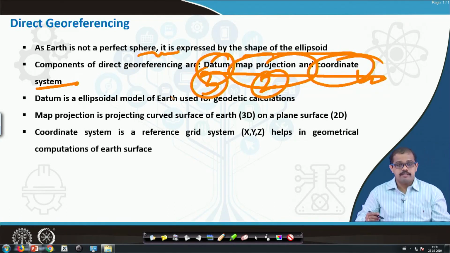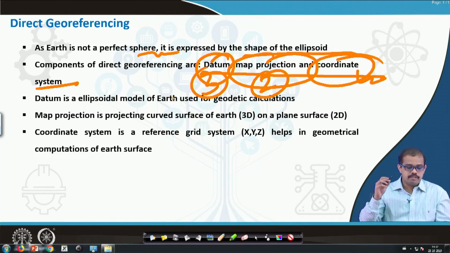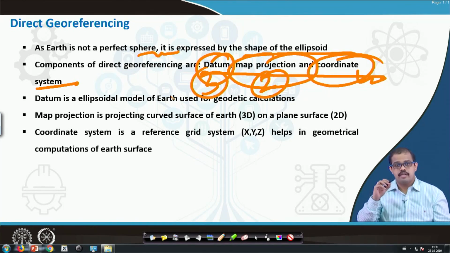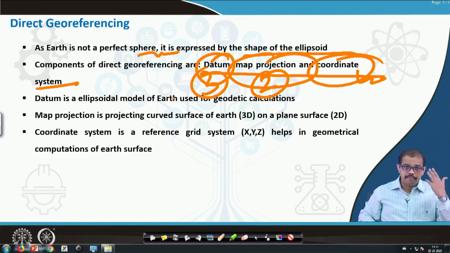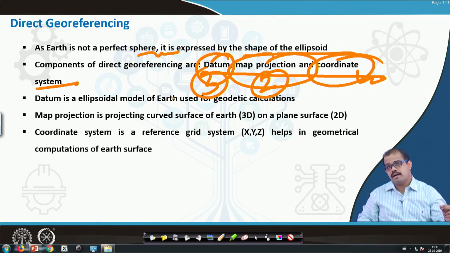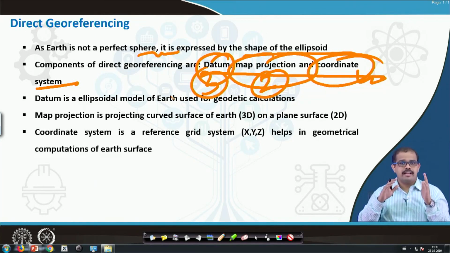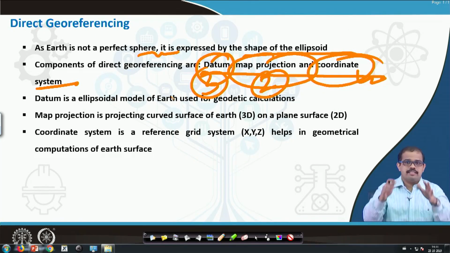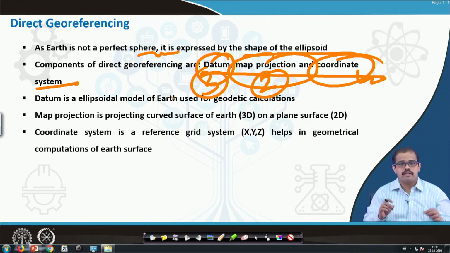Then you have the coordinate system. It is a reference grid system. It helps in geometrical computation of the earth surface. Otherwise you will not be able to compute exactly the geometrical region where you are located, the x, y, z components. Okay, so keep all these three things in mind. The first thing, as soon as you look at any digital map, if it is georeferenced, please look at its coordinate system, its projection system, and then datum. Because most of the students, even today, whatever I see is that as soon as they get a map, they will be enthusiastically looking for what data they can gather.